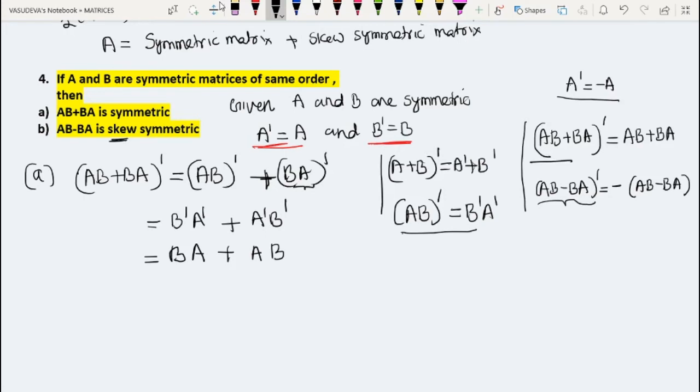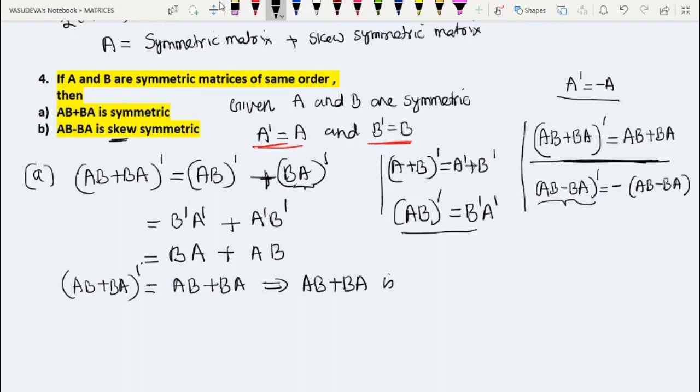So the addition of matrices is commutative. Therefore BA plus AB can be written as AB plus BA. So we have shown AB plus BA whole dash is equal to AB plus BA. That is what we were proving. So therefore we conclude AB plus BA is symmetric.